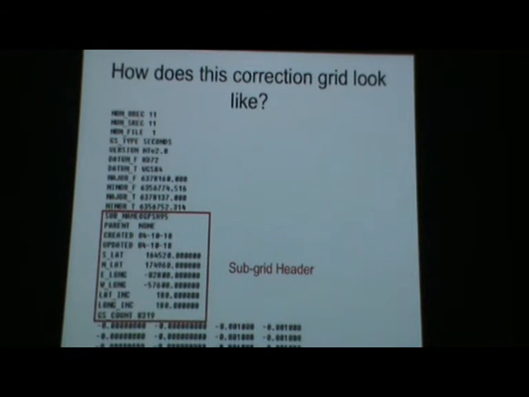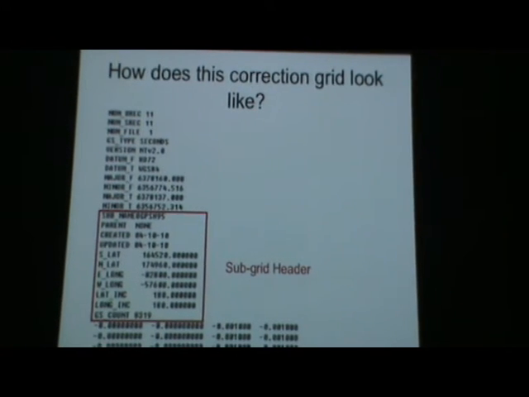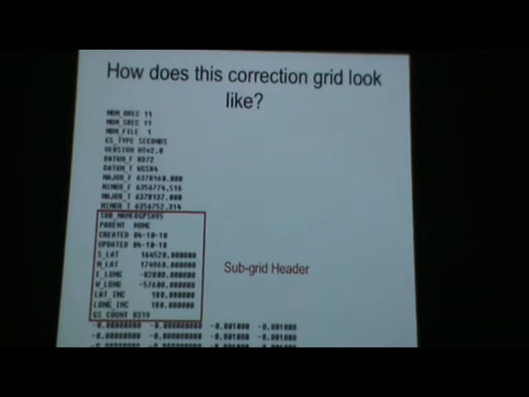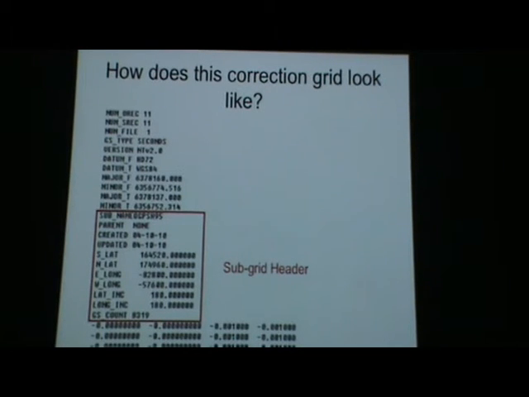The next 11 lines is a subgrid header. It also contains the southern and northern latitude, eastern and western longitude. The surprise is the eastern and western longitude are minus numbers because it grows westward. It was invented in the western hemisphere. And all these values are in arc seconds. The angle type is seconds, arc seconds.